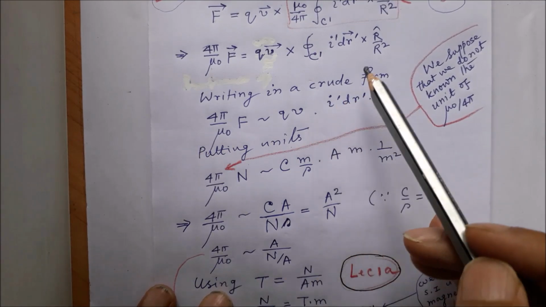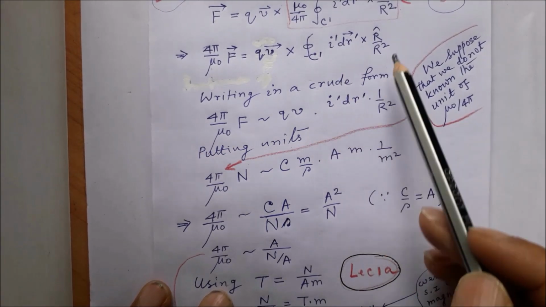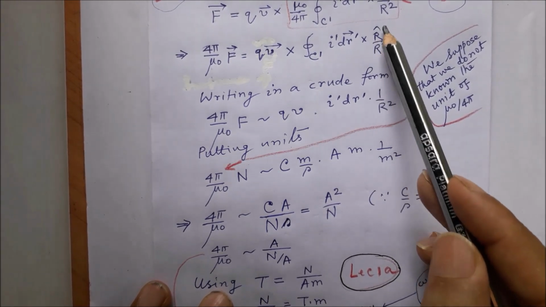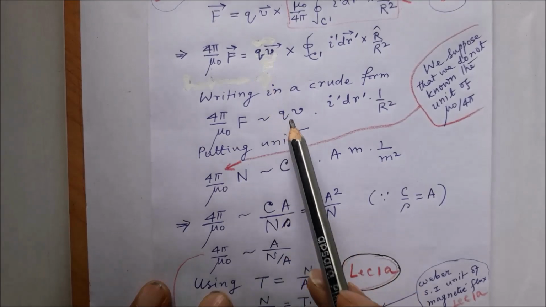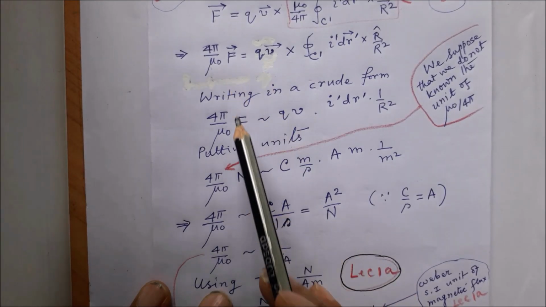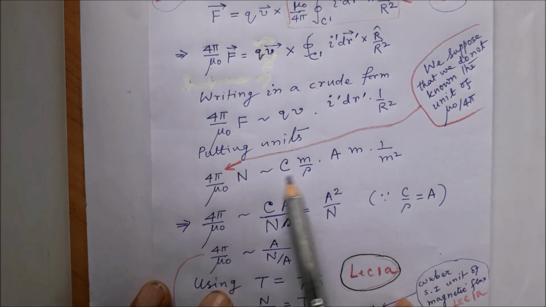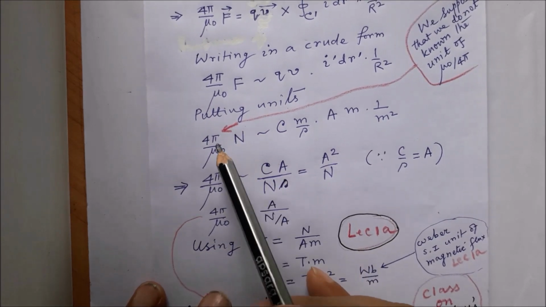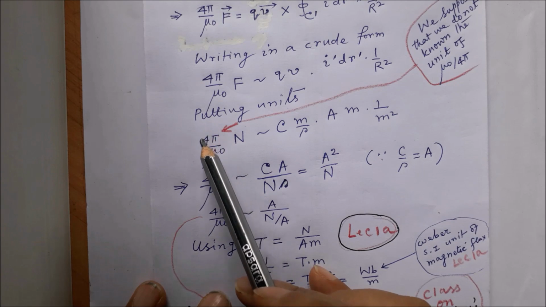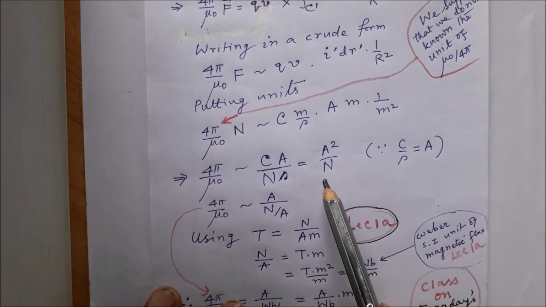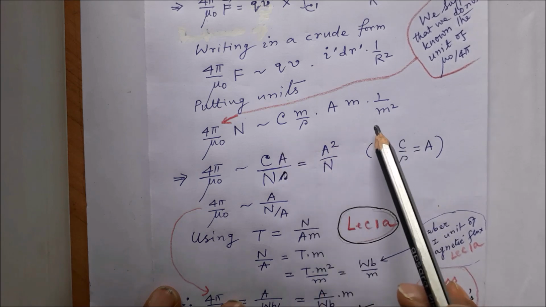Here let us check a bit. I prime dr prime is here, r cap by r square. Here we have 1 by r square, this having no unit, and qv is there, and F is the force. So in the next step we can put the units, and assuming that we do not know the unit of 4 pi by mu 0, we end up with this relation after a bit of simplification.